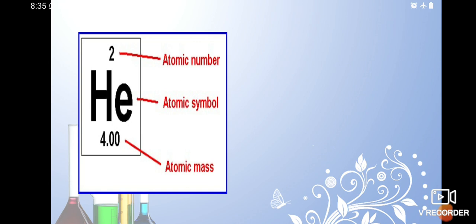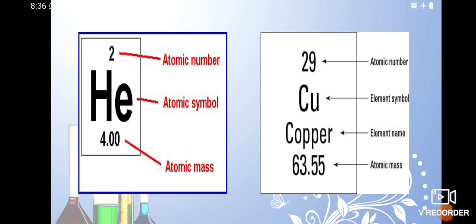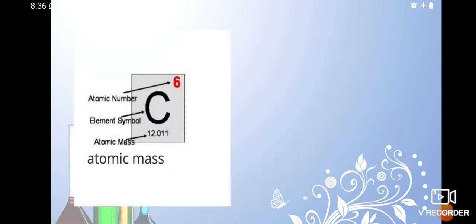Like this, there are atomic masses for some elements, and you can observe in the images how we write the atomic number, atomic symbol, and atomic mass. Okay, for helium, the atomic number is 2, the atomic symbol is He, and the atomic mass is 4.00. In the same way, for copper, the atomic number is 29, the symbol is Cu, Cu means copper, and the atomic mass is 63.55. And what is the C? C refers to carbon. So the atomic number is 6, symbol C, atomic mass is 12.011.